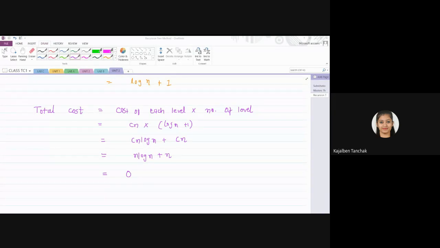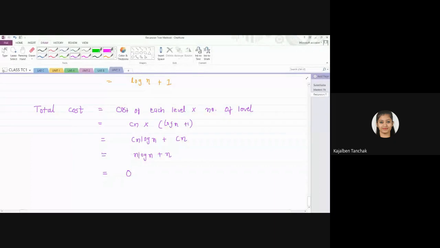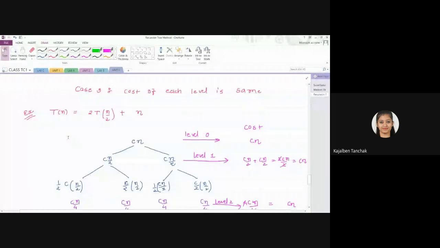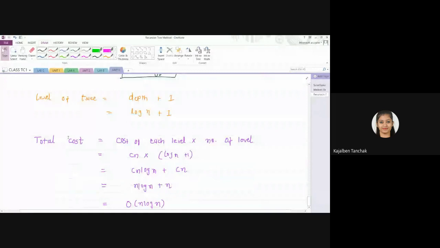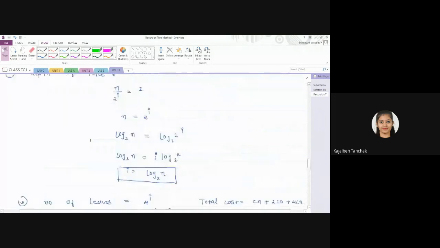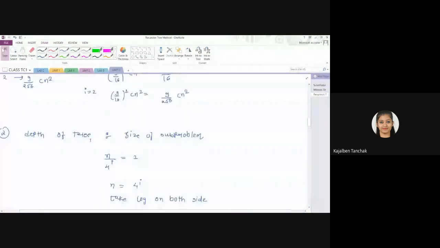Okay, so that is the correct answer. Order of n log n, because n log n is greater than n. So time complexity of this will be order of n log n. Now there is one assumption: whenever I have solved so many examples of this case 3, if the cost of each level is the same, then the time complexity will always be order of n log n. Whatever the example you take, the answer will always be order of n log n. So I guess this case number 3 is clear to everyone, and this method is also clear to everyone, right?